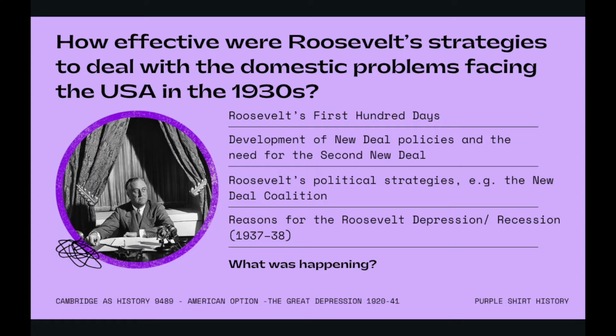Development of New Deal policies and the need for a second New Deal. So the first New Deal is just about stabilizing the economy. The second New Deal will actually be about building the economy back up. Recovery of American economic fortunes. The first New Deal cleans up the banking sector and the finances of America. And the second one is about getting people back to work.